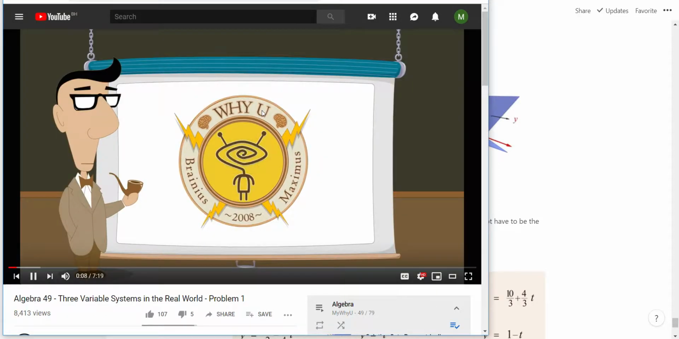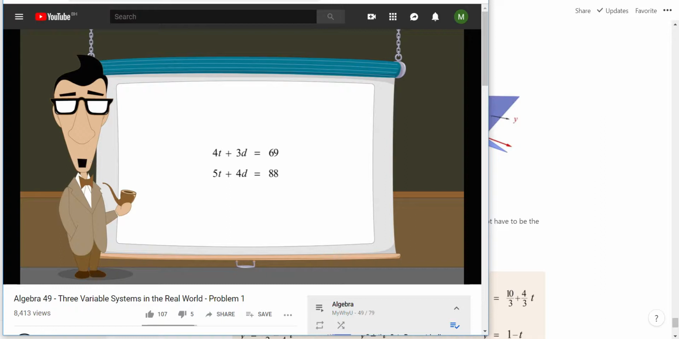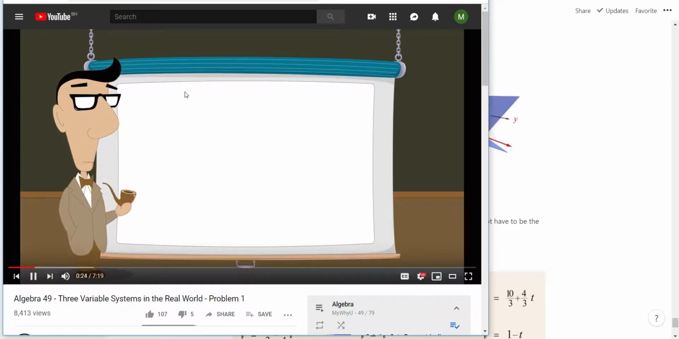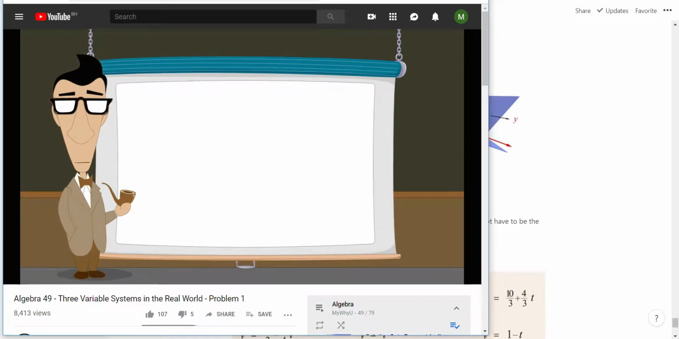Welcome to YU. When we first introduced systems of linear equations, we initially studied systems of two linear equations in two variables. And we saw how these systems could be used to model and solve real-world problems. We then looked at systems of three linear equations in three variables. But what type of real-world problems can these systems model and solve?